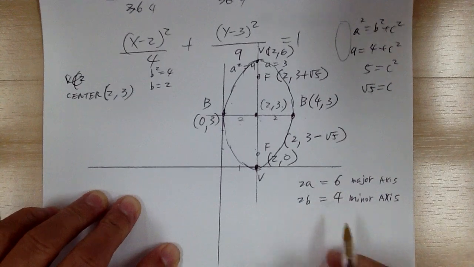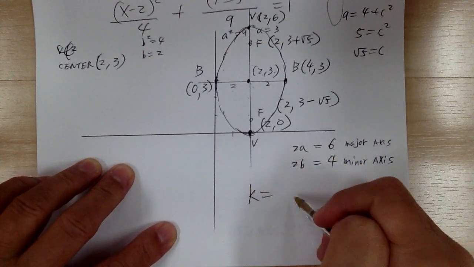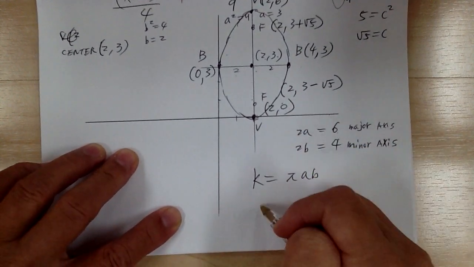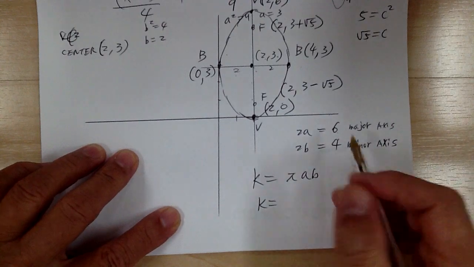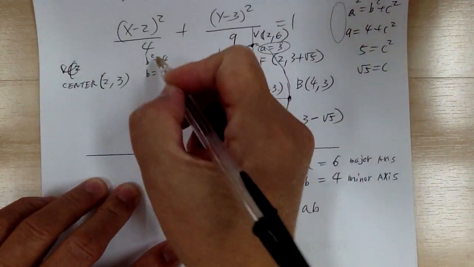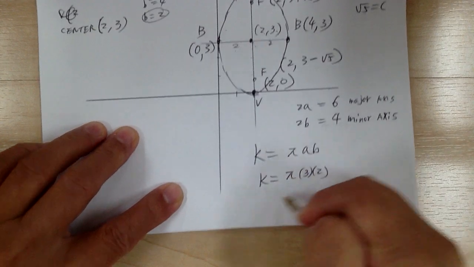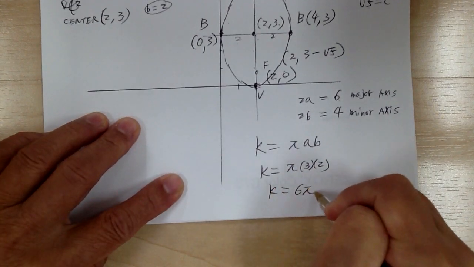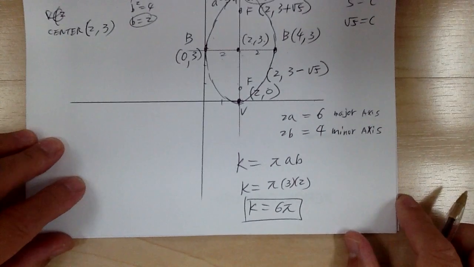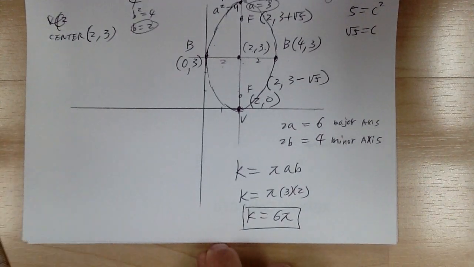Okay? And to find the area, K equals pi a b. So a equals 3, b equals 2. So it would be pi times 3 times 2. So area equals 6 pi. And go back and answer the question. Make sure we answer everything. Okay, length of axis, and yeah, that's it. So that's everything.